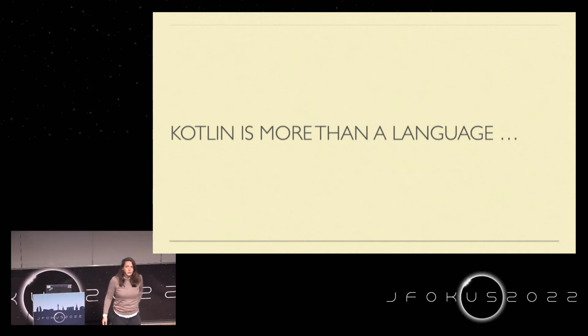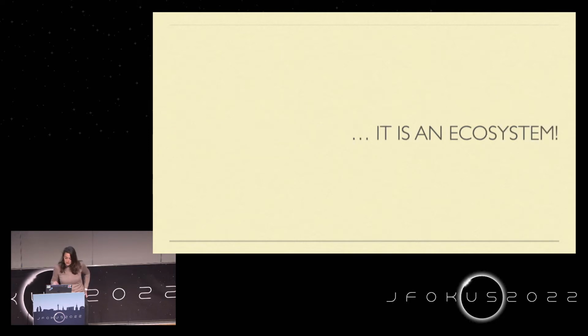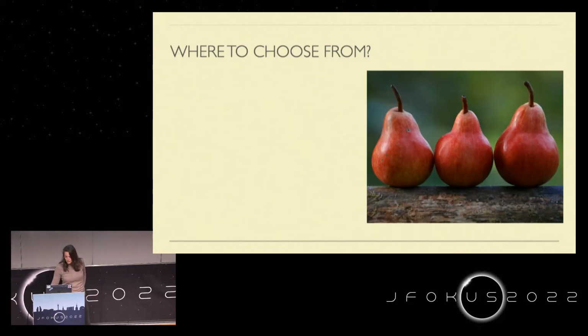So what we are going to learn today is that Kotlin is more than a language. If you choose Kotlin, you don't only have to choose the language, you can, but you don't have to, as Kotlin is an ecosystem of its own. And it's a valuable ecosystem that is accepted by the industry and that you can use. So where to choose from?